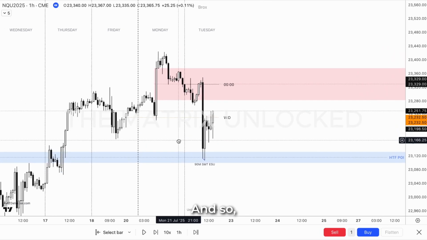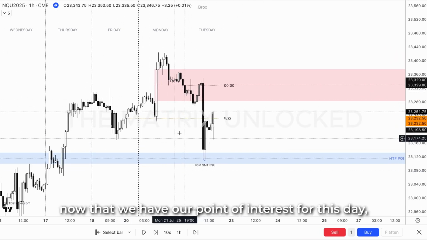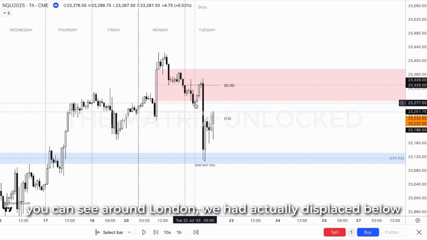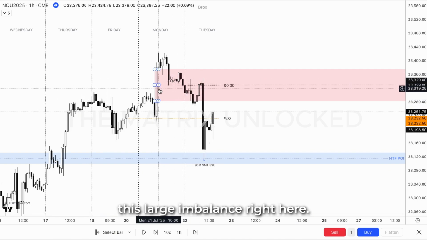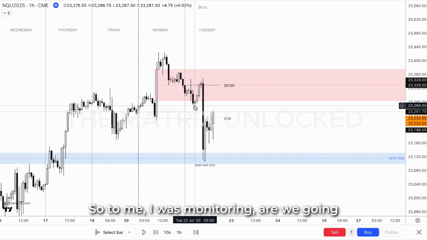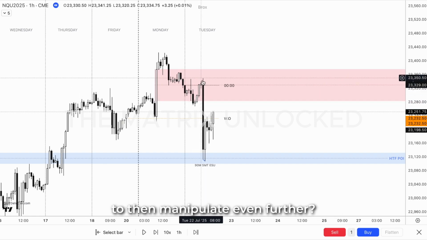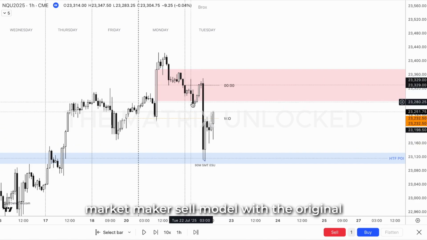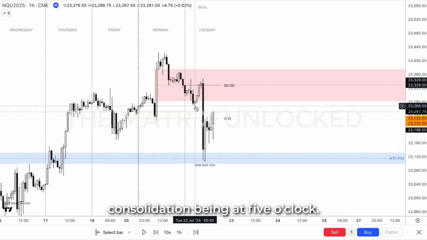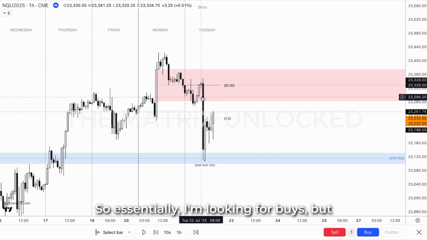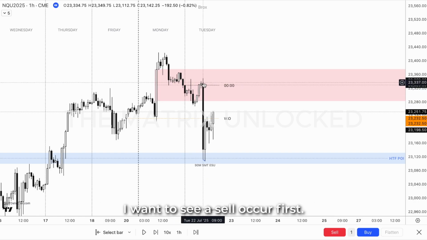Now that we have our point of interest for this day, you can see around London, we had actually displaced below this large imbalance right here. So to me, I was monitoring, are we going to push up higher to then manipulate even further? Because I was seeing this as a market maker sell model with the original consolidation being at 5 o'clock. So essentially, I'm looking for buys, but I want to see a sell occur first. This should be my manipulation.